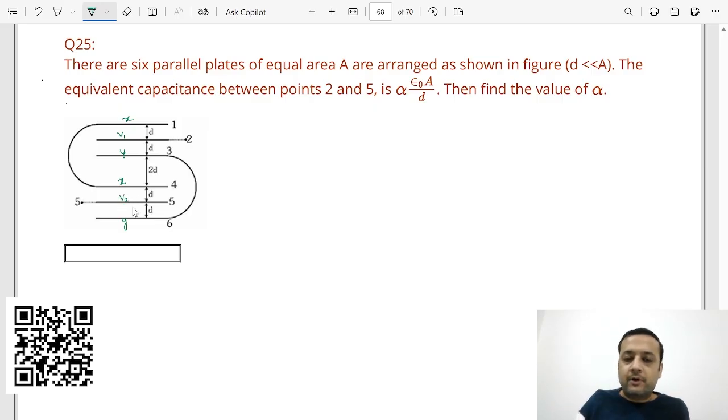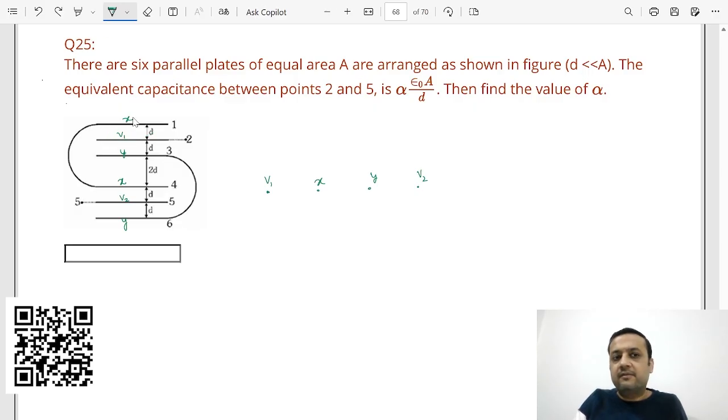Okay, now what I'll do, I'll choose 4 points here in this space. Let's say this is v1, this is x, this is y, and this is v2. Look at this capacitor. Okay, so this capacitor is between v1 and x. So let me connect one capacitor between v1 and x. Okay, and let us say epsilon naught A by d, this value I'm calling c. So look, this capacitance will be epsilon naught A by d.